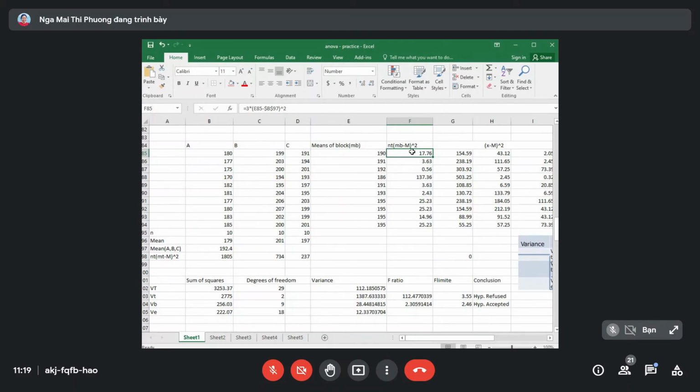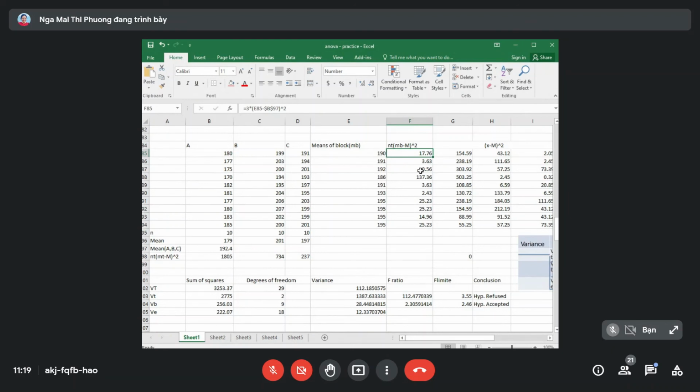Okay. Multiply by MB. MB is the mean of the block. So you have 10 blocks, which means you have 10 values of MB. And minus big M. Big M is the total mean. What is the value of the total mean? It is 192.4. We calculated it before, so it's 192.4.